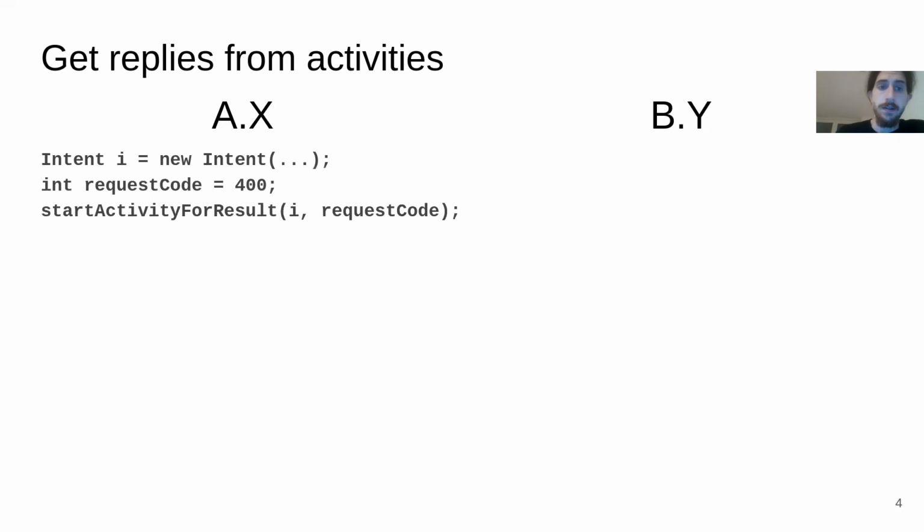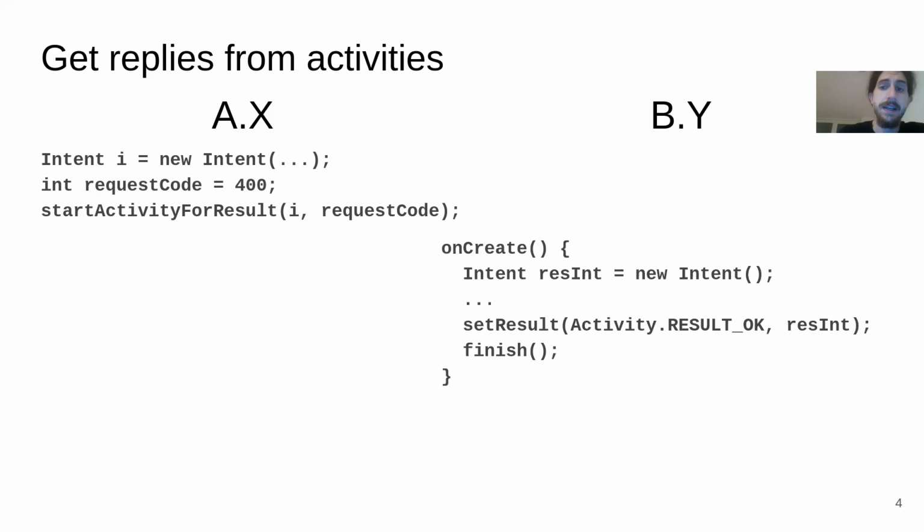Now, as we know already, we create an intent that specifies B.Y. The difference here is that we use the startActivityForResult Android API instead of startActivity. And as you can notice, we need to pass not only the intent, but also a request code. Maybe it's unclear why we need this request code; it's going to be clear in a second. If we do this, starting B.Y is the same as startActivity, so the Y activity of application B is going to be started.